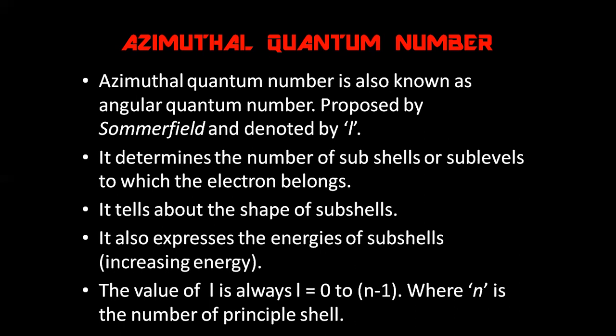Like if anyone gives me the third shell, the subshells present are 0, 1, 2. If anyone gives me the fifth shell, the subshells which are present are 0, 1, 2, 3, 4. If anyone gives me n equal to 4, it is 0, 1, 2, 3. It has to end in n minus 1. That is how we can find out how many subshells are present in a definite energy level.